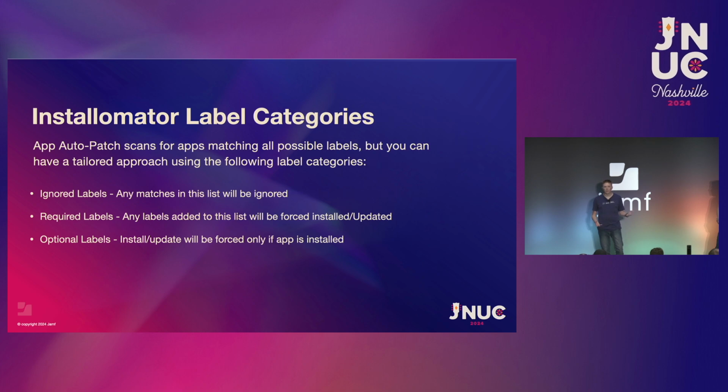So for some reason they decide they don't want Microsoft Outlook, they delete it, but you do want it on their device, you can have it in there so it'll force reinstall it even if they do remove it. Optional labels will install or update applications only if the app is installed. So this category comes in handy for the scenario of ignoring all applications and patching only a set list of applications only if they exist on the device.